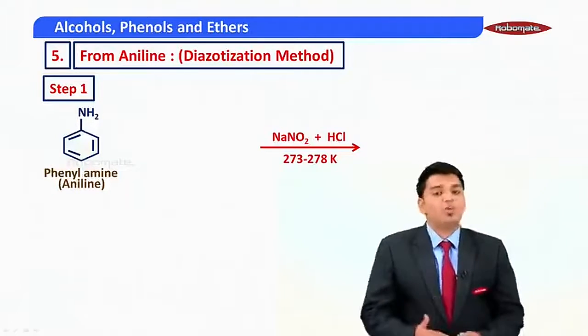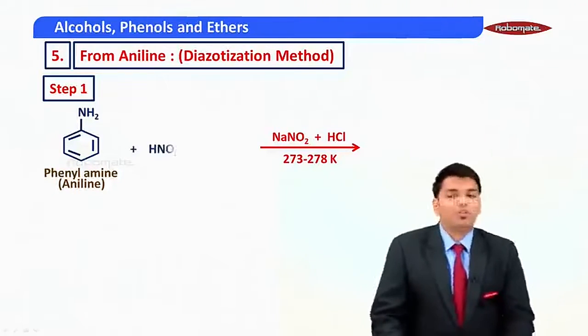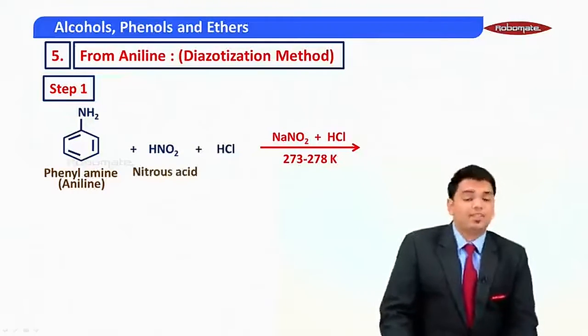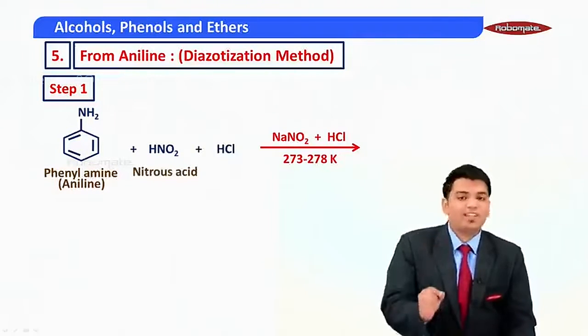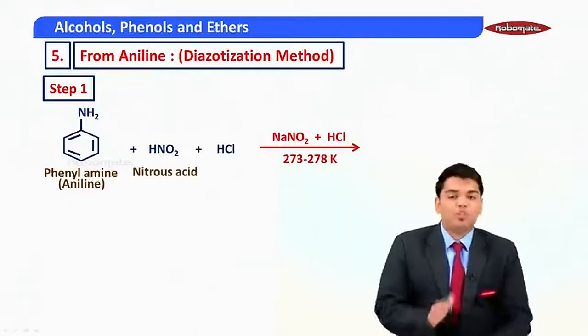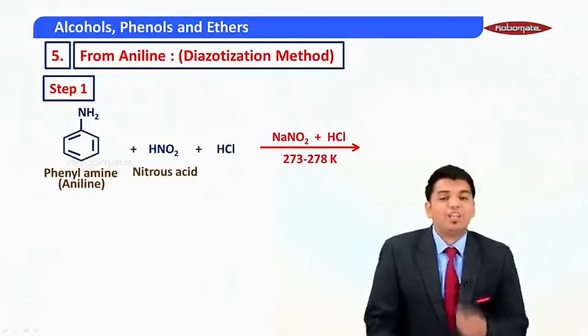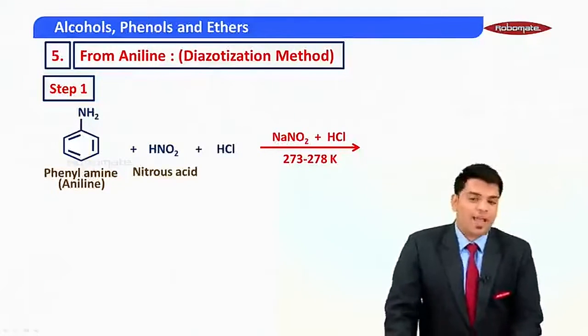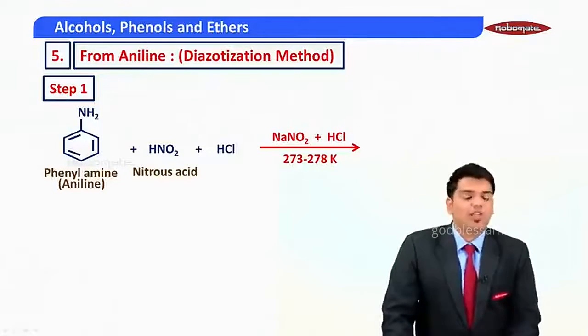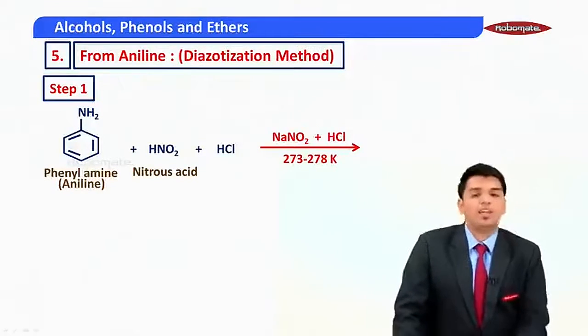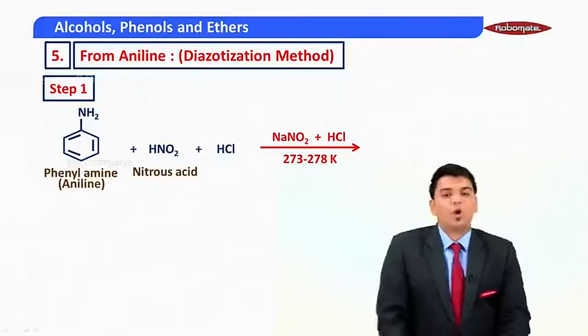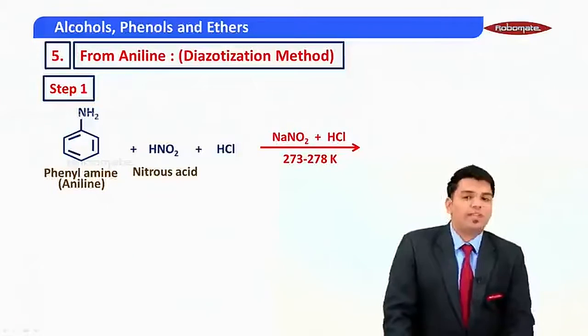Now NaNO2 and HCl react to produce HNO2, which is nitrous acid. Mind you, nitrous acid is unstable and cannot be stored. It has to be prepared in situ while the reaction is on, and this reaction does not take place at any temperature other than 0 to 5 degrees Celsius or 273 to 278 Kelvin.